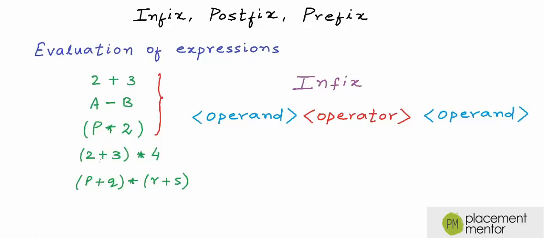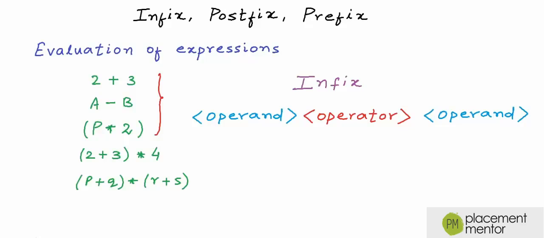While evaluating expressions with multiple operators, operations will have to be performed in certain order. Like in this fourth example, we will first have to perform the addition and then only we can perform multiplication. In this fifth expression, first we will have to perform these two additions and then we can perform the multiplication. We will come back to evaluation, but if you can see, in all these expressions, operator is placed in between operands. This is the syntax that we are following.